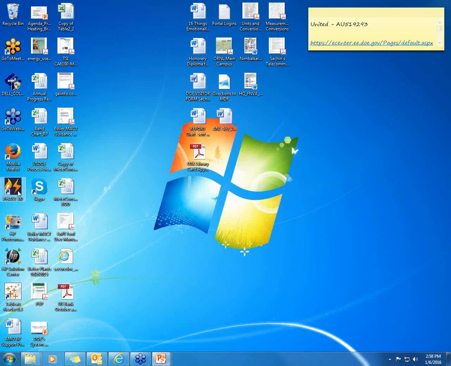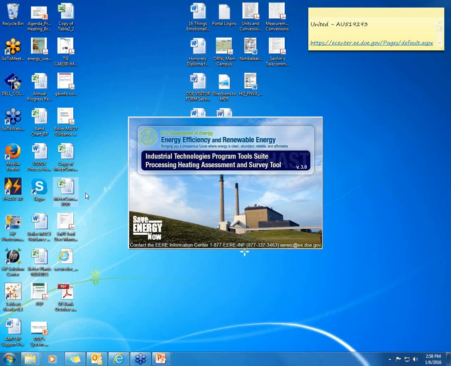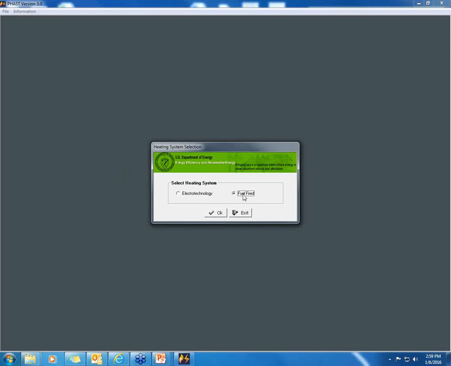Okay, so once you install FAST 3.0 on your computer, you will see this kind of shortcut on your desktop. So FAST 3.0, once you double click on that, you will see that previous screen. I think I already showed you that screen. So you get basically 2 options when you start FAST 3.0. Option 1 is select heating system. So heating system, either you will be dealing with electrotechnology or you are most likely dealing with fuel-fired systems.